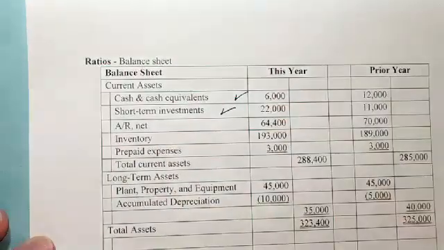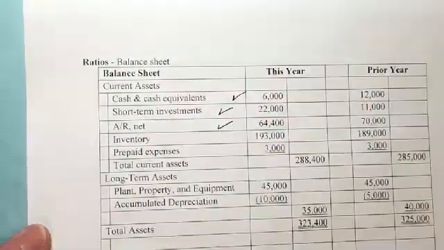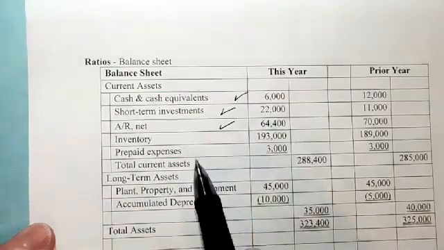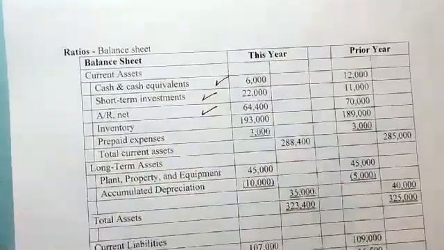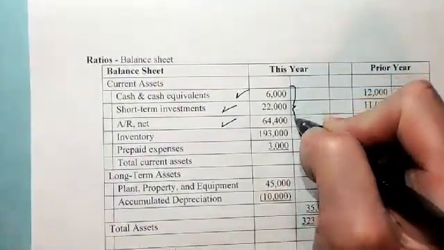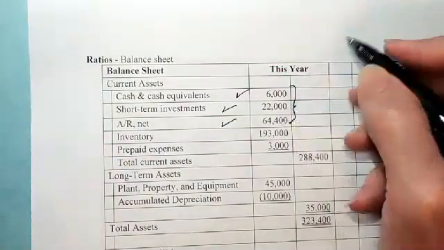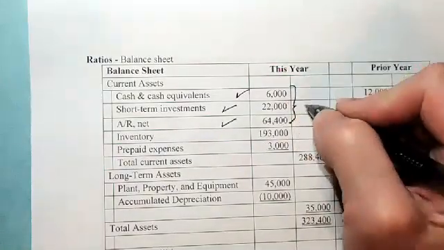Short-term investments are things you can sell really quickly. So if you had some stocks and bonds, you can sell those really quickly. And then our accounts receivable. Those are the things that we think we can convert to cash fairly quickly, as opposed to inventory, which might take a little bit longer. So we're going to add those three up. That totals up to 92,400.